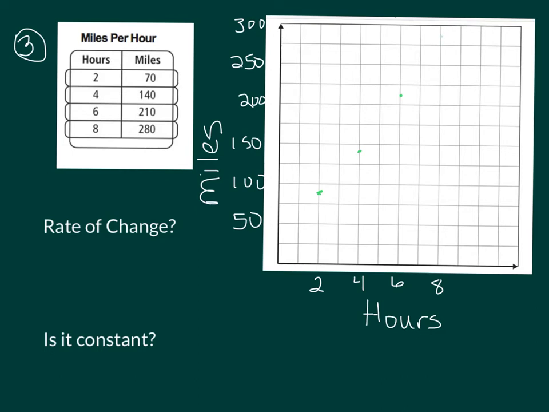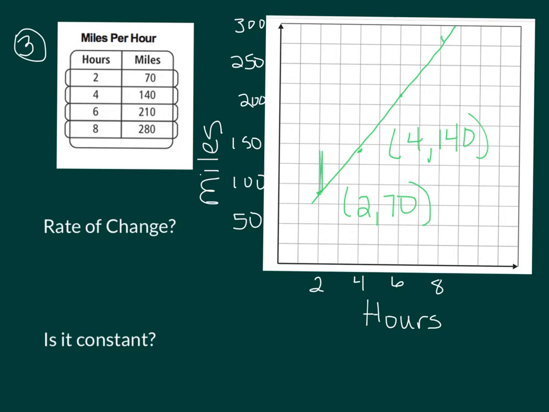None of these are exact points, so it should be a straight line. I'm going to go ahead and just label 2 of them, because again, we only need 2 points. The first one was 2 hours and 70 miles, and the second one here was 4 hours and 140 miles.